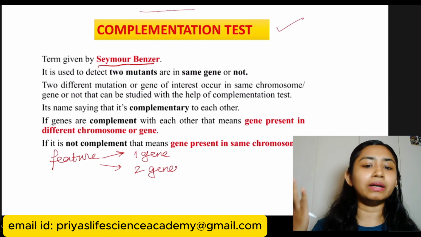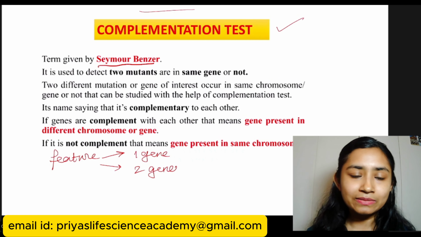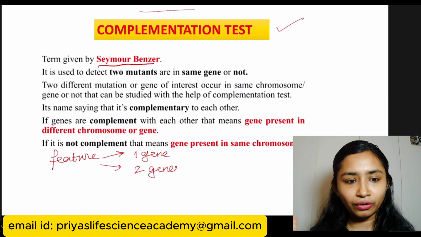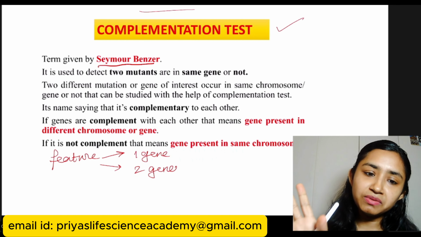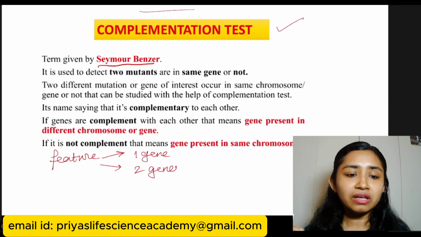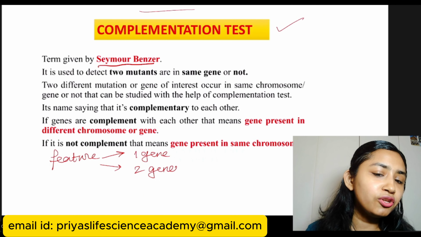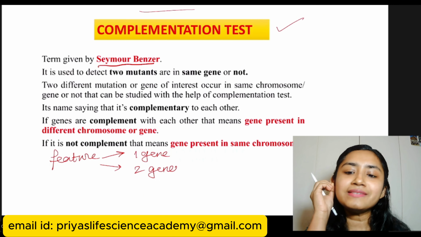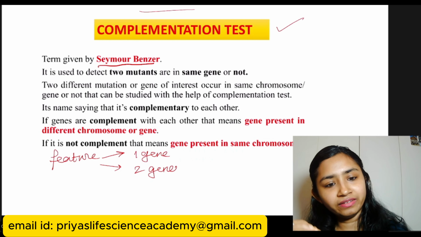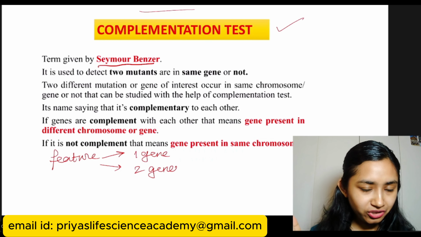So this is the main basic idea of the complementation test: whether a specific characteristic is determined by more than one gene, or you can say it in a different way, whether two mutants are in the same gene or not. So whether two different mutations of interest occur in the same chromosome or gene or not can be studied with the help of the complementation test.